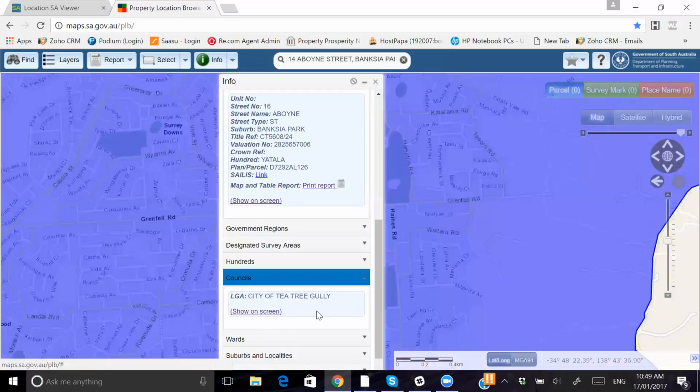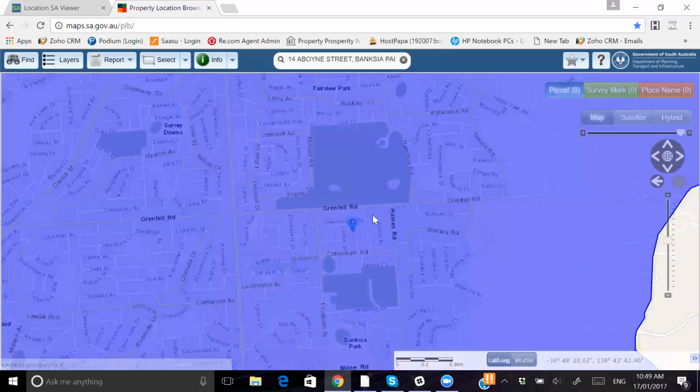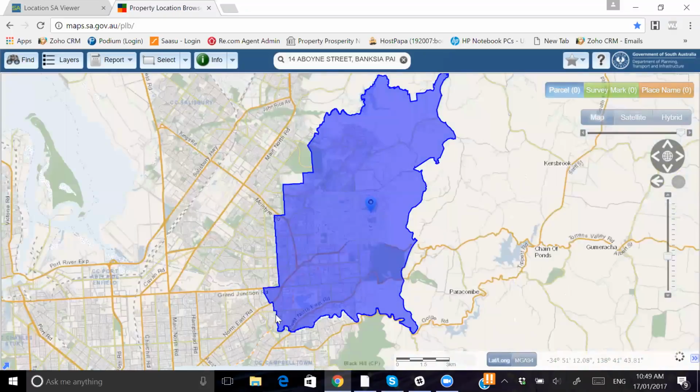So show on screen. So it's our first thing. We want to make sure we understand where the council area is, because we're going to try and stick within one council. And the reason we're doing that is we want to really understand the development plan for that particular council, so that we're not going to make any mistakes, and that we can look at things really quickly and really understand what's going on. Okay, so that's the first step.